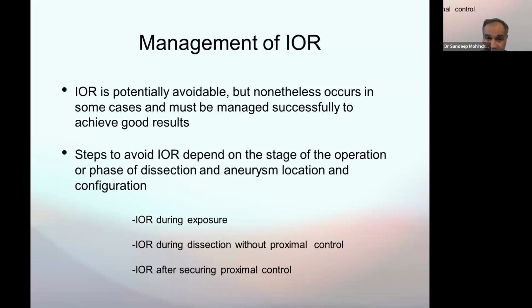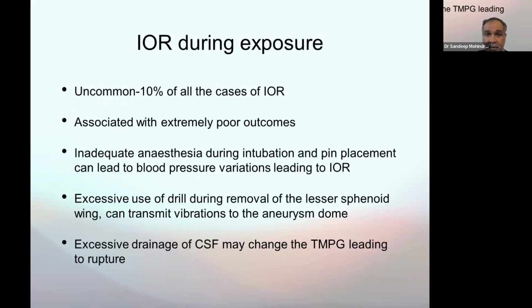Steps to avoid IOR depend upon the stage of the operation or phase of dissection, and aneurysm location and configuration. It is divided into three parts: during exposure, dissection without proximal control, and dissection after temporary proximal control has been attained. If intraoperative rupture occurs during exposure, which is uncommon, noted in only 10% of cases, it is associated with extremely poor outcomes because you don't have any proximal control and the whole brain is likely to swell up. Inadequate anesthesia during intubation is usually the cause.